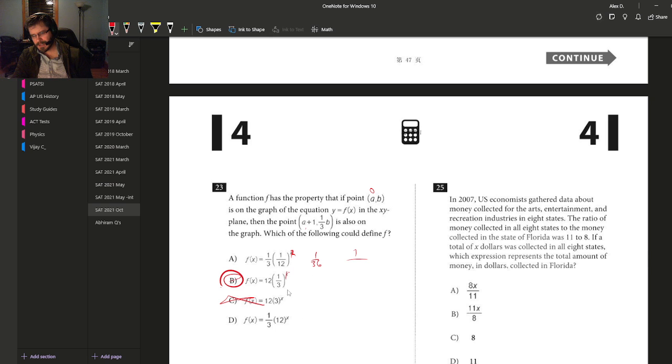If it's 1, 1/3 times 2 is 4. If it goes to 2, that's 12/9, which reduces to 4/3, which is indeed 4 times 1/3, so B is correct.